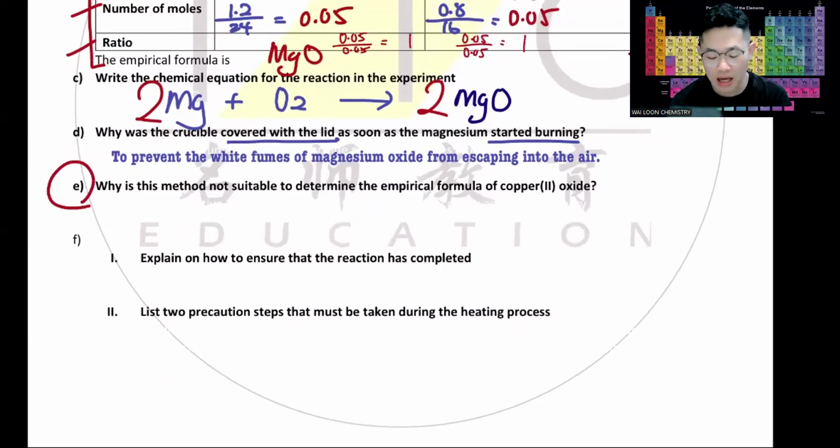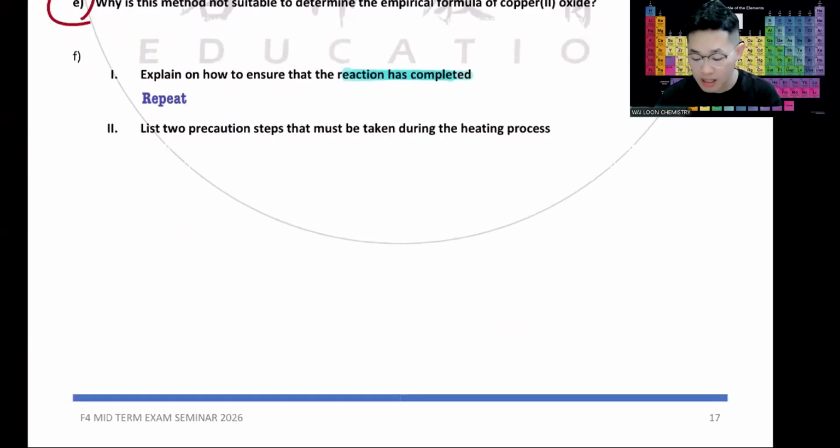So here, they want me to explain how to ensure that the reaction has completed. Do you still remember? How can we tell that the substance has reacted completely? We have to repeat. Okay, you help me fill in the blank. Repeat. No need to tell me the answer. Just write it into your book.